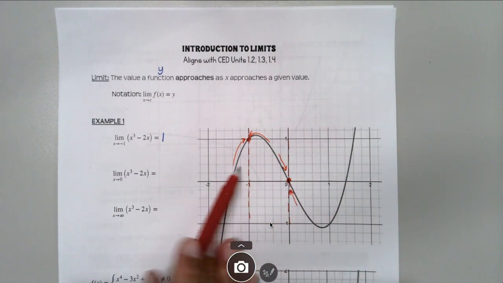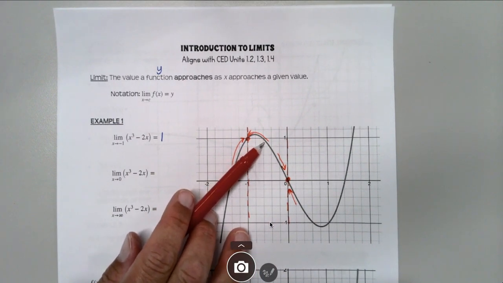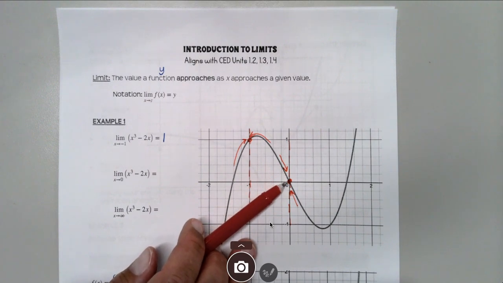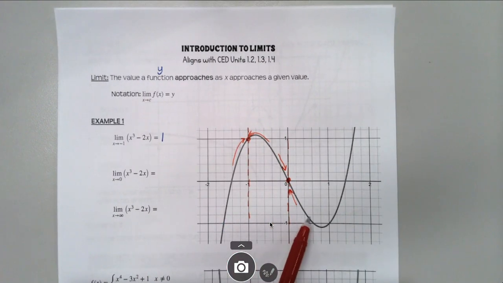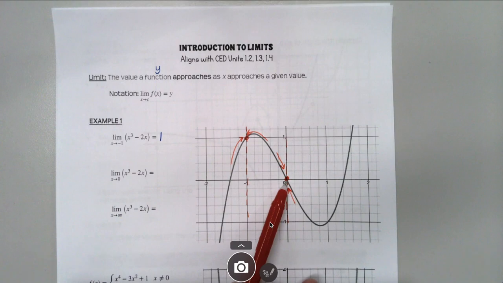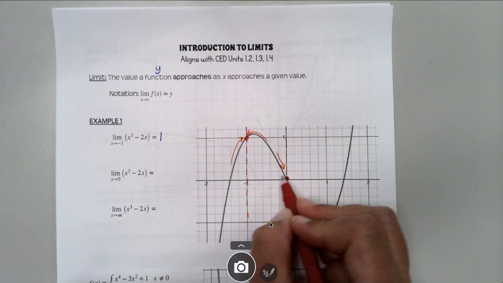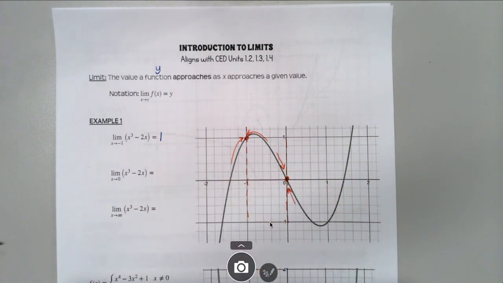Okay. So as I'm approaching from the left side, my y values are shrinking. They're getting closer and closer to this y value here. As I'm coming in from the right side, my y values are actually negative, but they're increasing, right? They're getting bigger and bigger until they hit this y value right here. And so on both sides, I'm approaching this y value, which is right on the y-axis, meaning that value is 0.